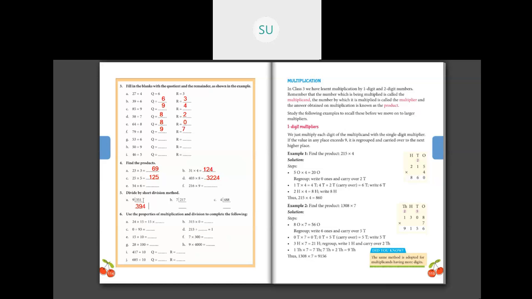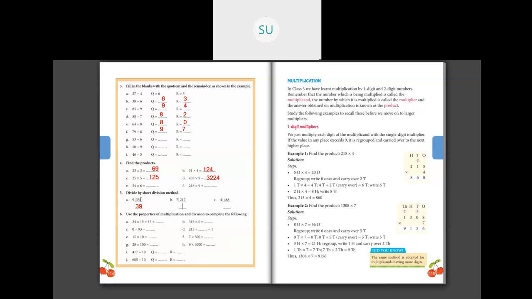Next one, 351 divided by 9. Okay, sorry, this is wrong. We'll do it again. Okay, so nine. What did we do? 9 threes are 27. Then we carried over 2 to 5, so that is 81. Okay, so 9 nines are 81. So the quotient is 39.